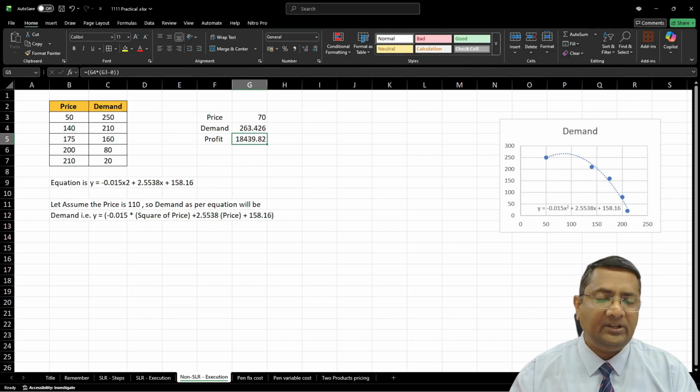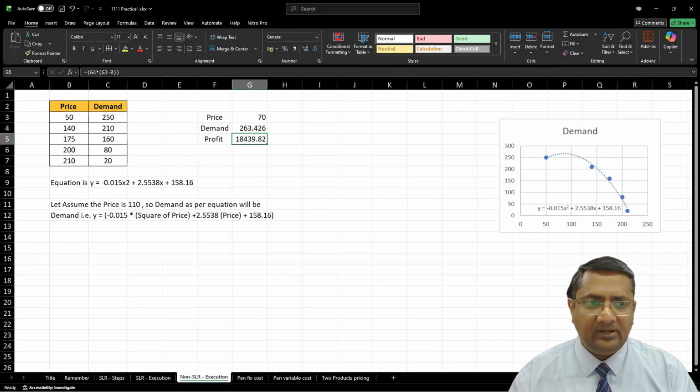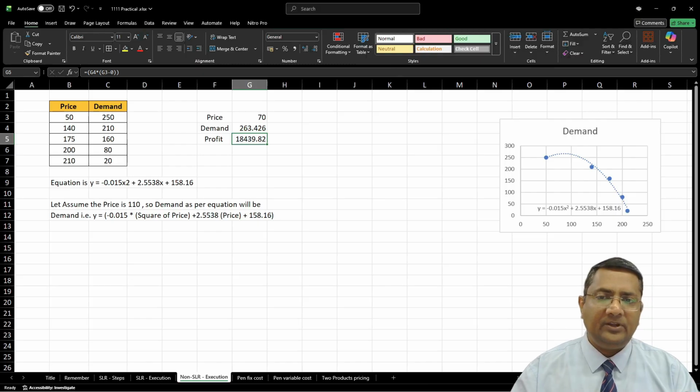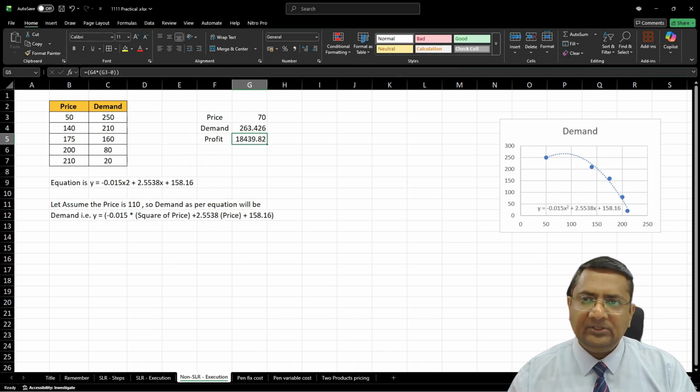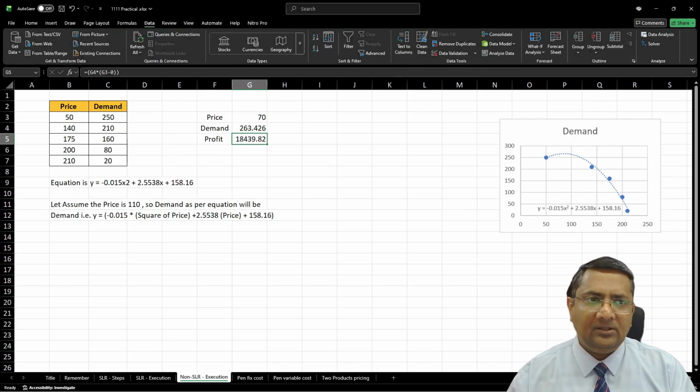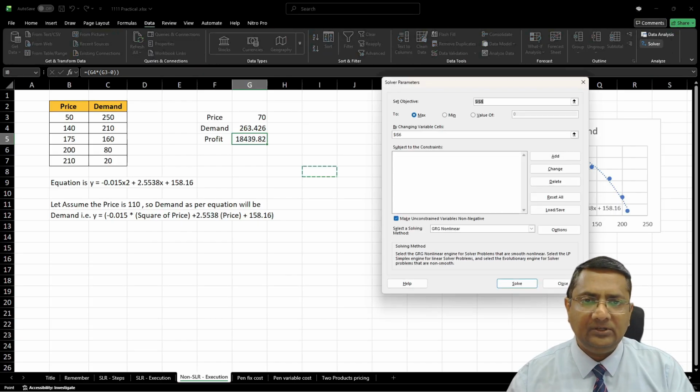Right now we have calculated this profit on the basis of the equation we got through this trend line and using this data. Now using all this, we want to find out the optimum price where our profit is maximum. How will we do it? Now we will move to the third step. Simple. We have to use data solver. Click on data, then go to solver.